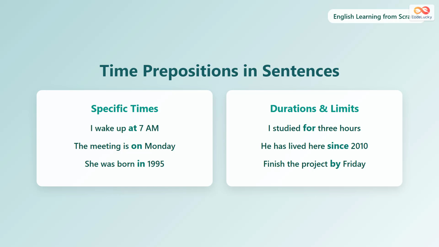At shows specific clock time like at 7 a.m. On shows specific days like on Monday. In shows longer time periods like in 1995. For shows duration like for 3 hours, since shows starting point like since 2010, by shows deadline like by Friday.